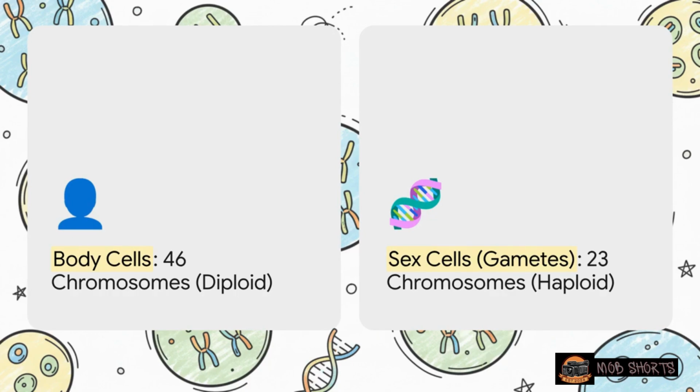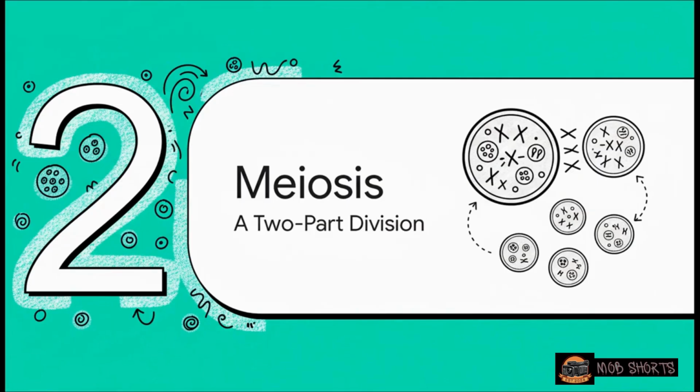And it makes perfect sense when you think about it. If a sperm and an egg both had 46 chromosomes, the baby would end up with 92. And that just doesn't work. So how does the body solve this super important math problem? Well, that brings us to the elegant solution our bodies have come up with, meiosis. This isn't about making identical copies. No, this whole process is about two things, reduction and variety.